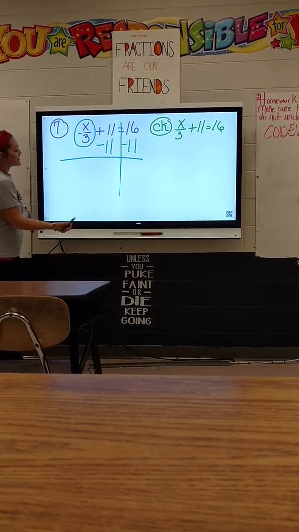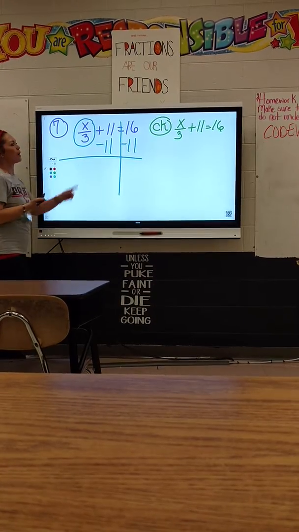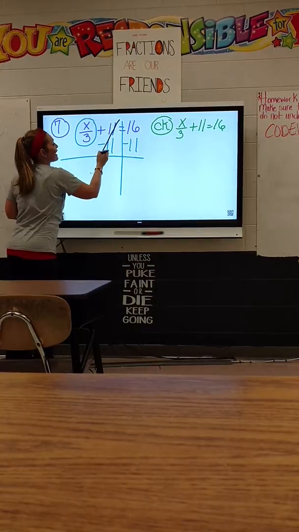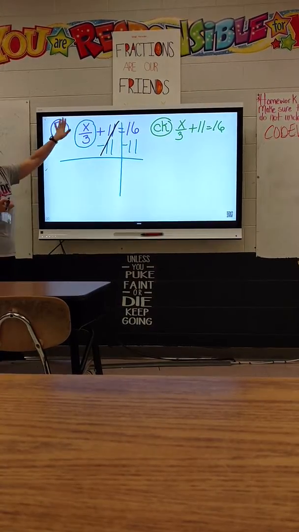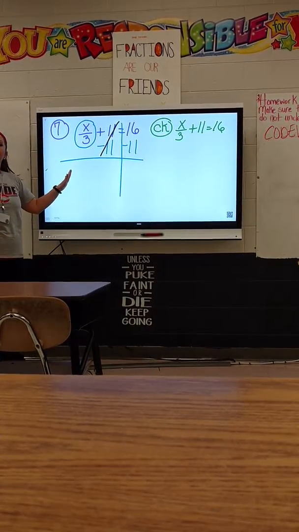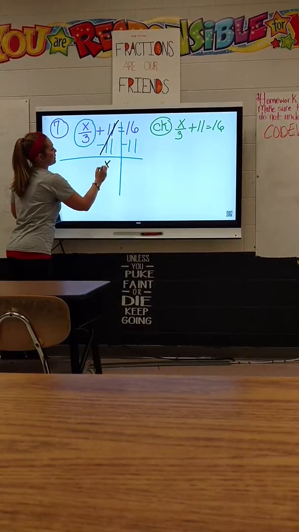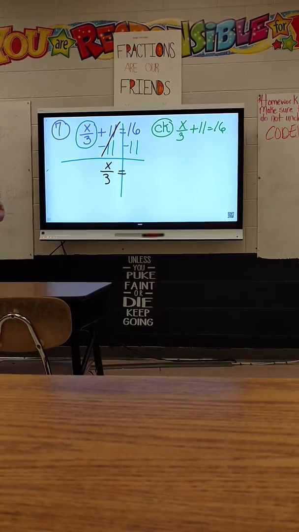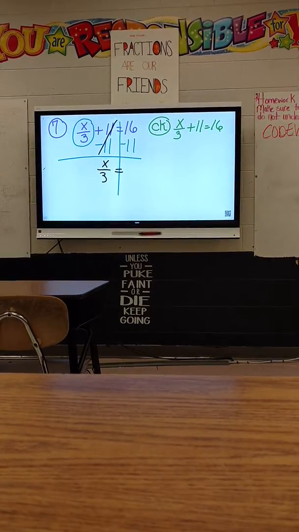Okay. Now, what do we know about additive inverses? They cancel out and give us a value of 0. So what is the only thing left on this side? X over 3. Awesome job. And this side, you should know it, but you're allowed to use a calculator. 16 minus 11. Positive 5.